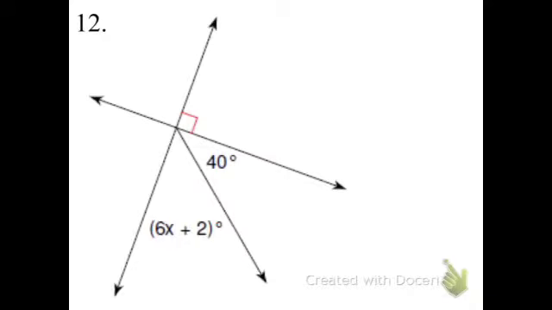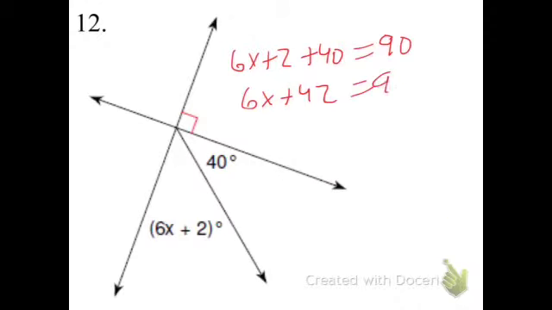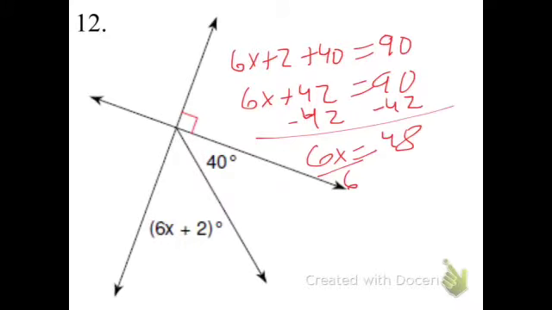Moving on to 12. These three angles altogether add up to 180, but this part's 90 degrees, which makes this part have to be 90 degrees as well. And so these two angles, 6x plus 2 and the 40, have to add to make 90 degrees. So now I'm going to combine like terms, subtract by the 42, or trying to get the x by itself. You're looking at 6x equals 48, and divide both sides by 6. You're looking at x equals 8.